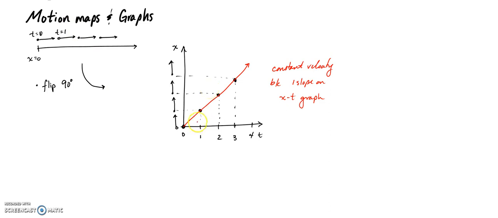If you really want, you could say, here's my graph, and then I'm just going to grab these points and put them over to here, and then turn your paper sideways. Congratulations, you've just created a motion map from your graph. Now this also works, so I'm going to draw it again. I'll do another one.